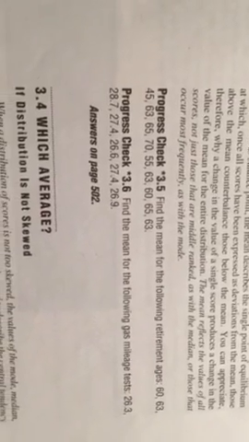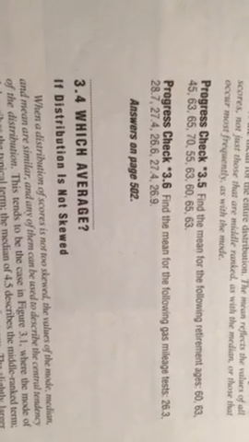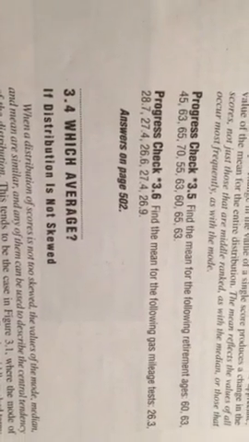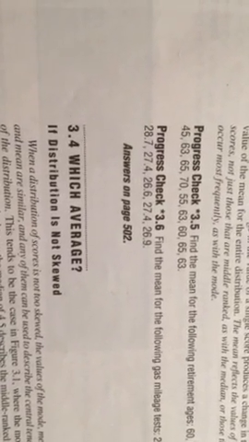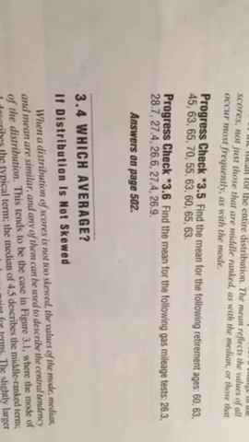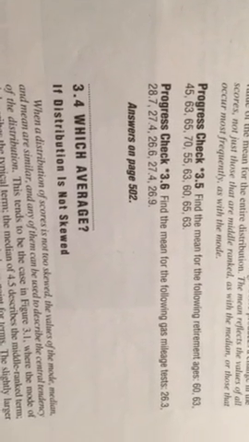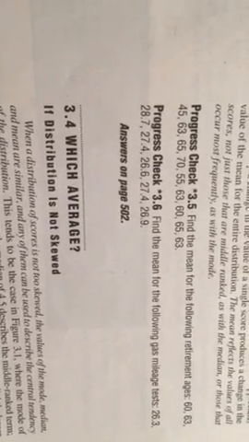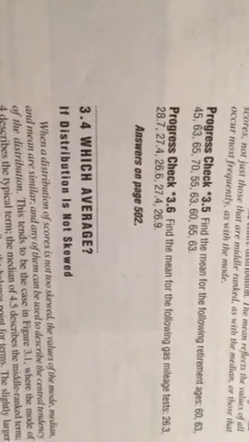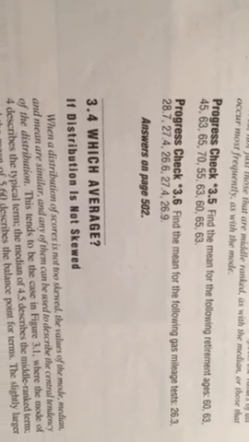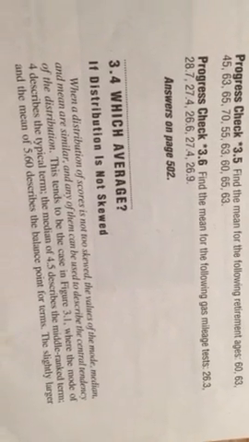Then for 3.6, you can add all those numbers. They add to 163.3, and you divide it by 6 for the number of data there, and you get 27.22. And then I again rounded to 27.2 because I rounded the data to the nearest tenths place.